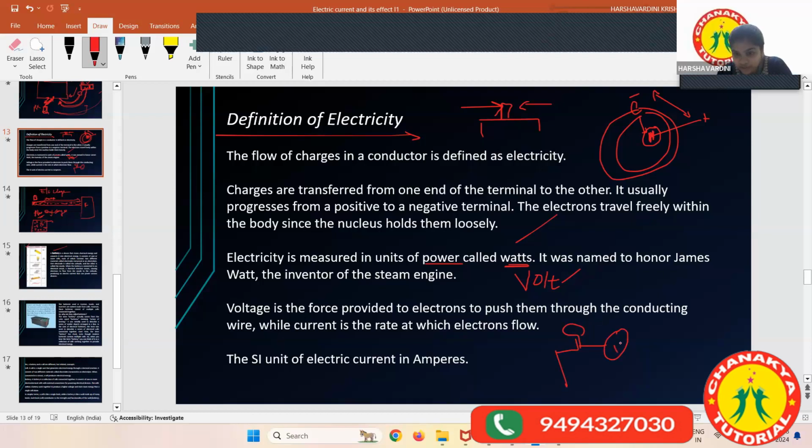This is a voltmeter. So what a voltmeter will do is measure how much current passed from the positive terminal to the negative terminal. It will calculate the amount of current passed from this end to this end, how many electrons or charges flowed from this end to this end. But watts is power, which calculates how much electricity the bulb is consuming to make the light.